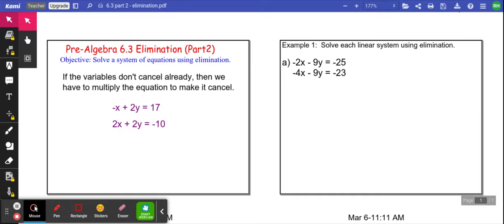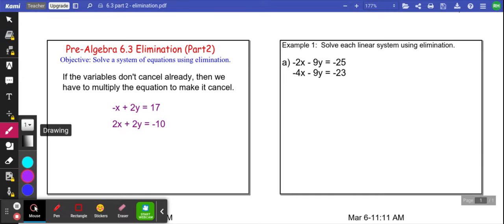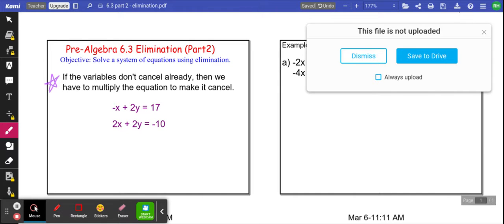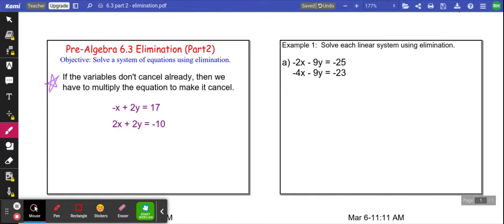And so you can see in this first example, I put down here too, if the variables don't already cancel, then we have to multiply the equation by something to make it cancel. So here's what I mean by that. Our goal is still to have, like in the other notes, if this guy is a negative 5x, the bottom one has to be a positive 5x so that they cancel, right?